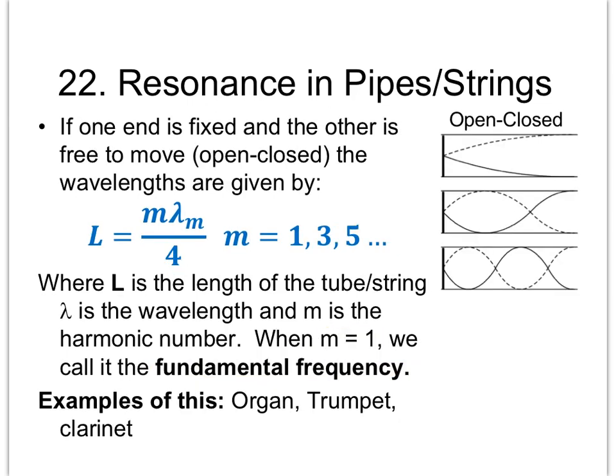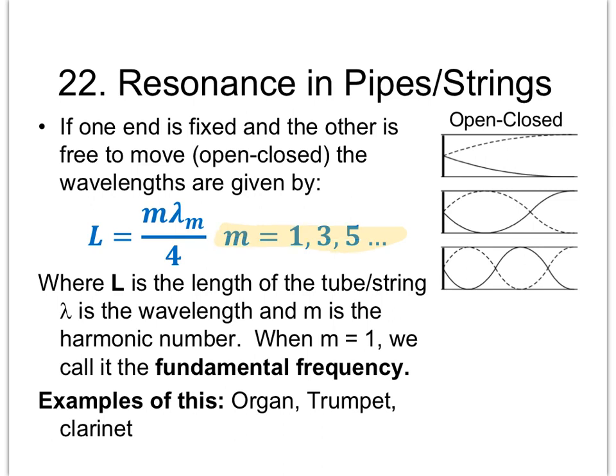Our second equation is for situations where the ends are different, where one end is open and the other end is closed. The previous one was when either both were open or both were closed. In that case, the equation looks like this: L equals m lambda over 4. It's a similar setup where L is the length, lambda is the wavelength, and m is the harmonic number. But what's important to note is that when both ends are closed or both ends are open, you can have harmonics of 1, 2, 3, 4, 5, etc. However, we see here that these harmonics are only the odd numbers.